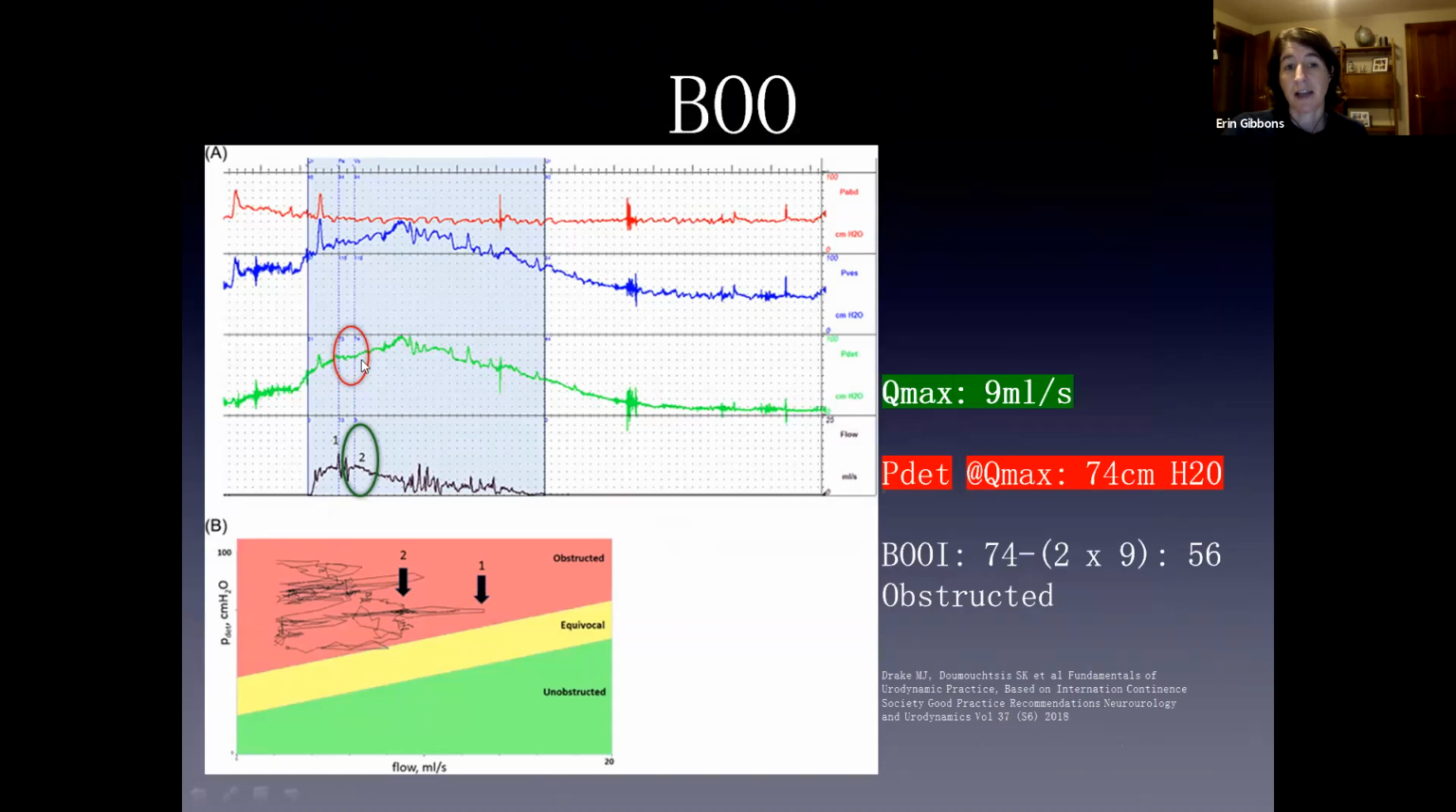So in this case, we have a detrusor pressure. The max flow here is 9 milliliters per second. That pressure at that max flow is 74. And in this case, they are obstructed. So 74 minus 18, and we get 56. And it draws it for you that they're obstructed. That's a much easier way to do it.